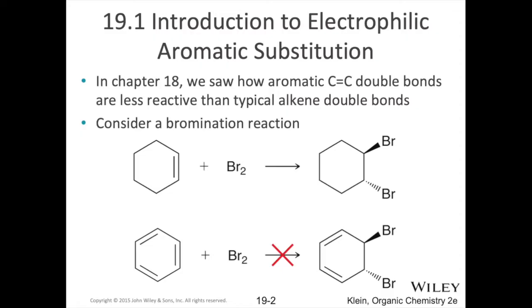All right, so the reason for this, of course, as we saw in the last chapter, is the unusual stability of these aromatic systems. Right? They really want to stay as aromatic rings, and doing that addition reaction across one of those double bonds would take that ring out of that stability. Okay, and that's why it's just not energetically favorable.